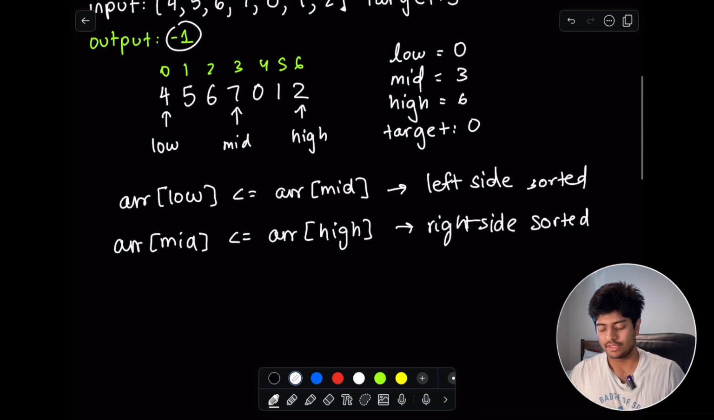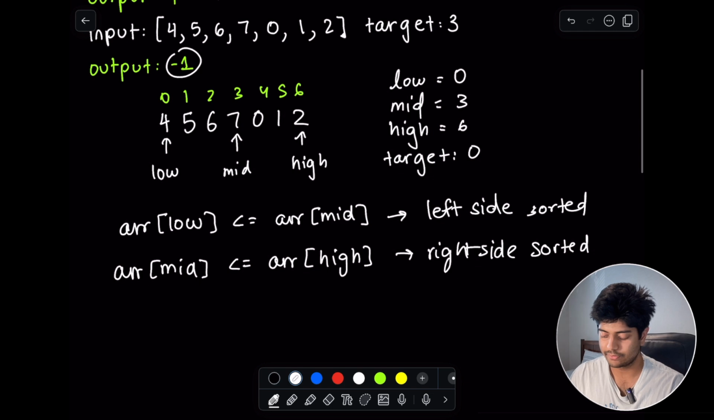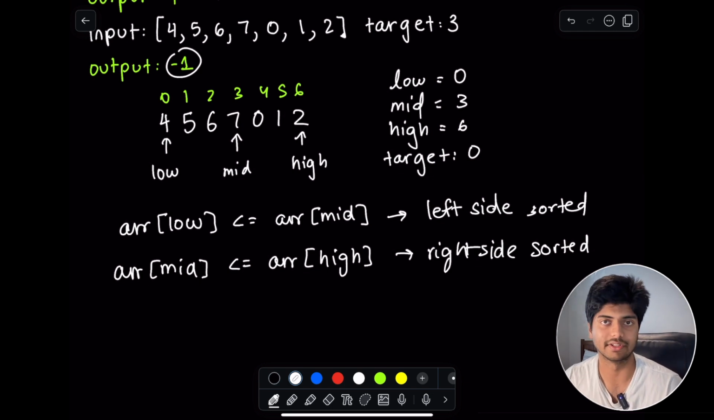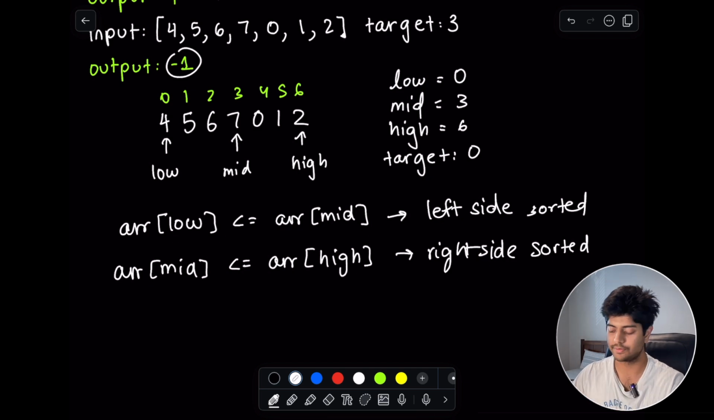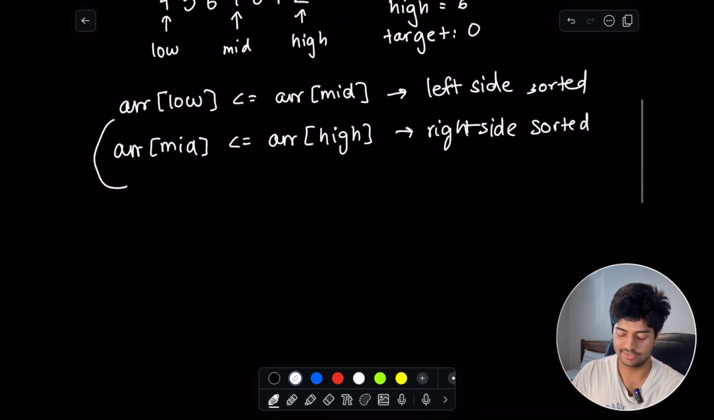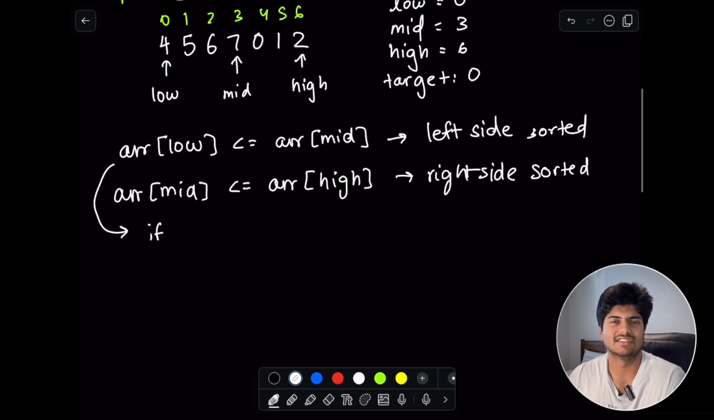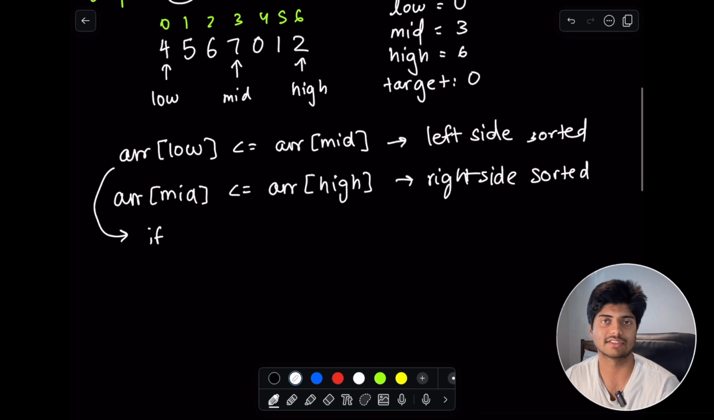Another thing is, we cannot just assume that the target is going to lie on the sorted side, right? For example, 0. If we just assumed it was going to lie on the left side, we'd be wrong, because there is no 0 on the left side, because the range is from 4 to 7. So we need to have checks inside of these as well. The check is very simple. It's just: is this target in this range? Because we know that range is sorted.